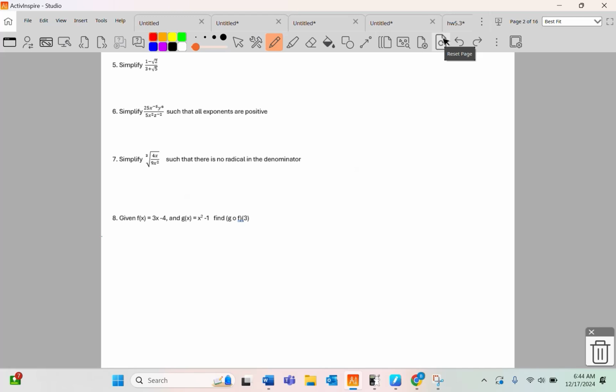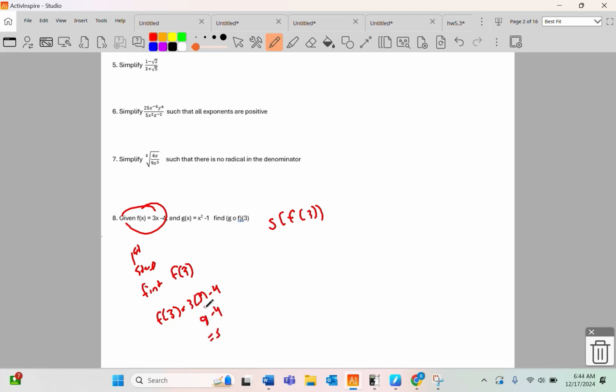Given f of x is 3x minus 4 and g of x is x squared minus 1, find g of f of 3, more eloquently written as g parentheses, f parentheses, close, close. So, your first step is to find f of 3, not g of 3, f of 3. So here's f. F of 3 is 3 times 3 minus 4. That's 9 minus 4, which is 5.